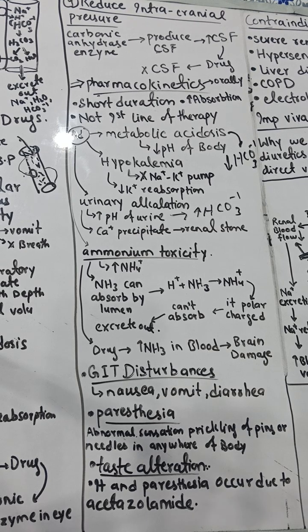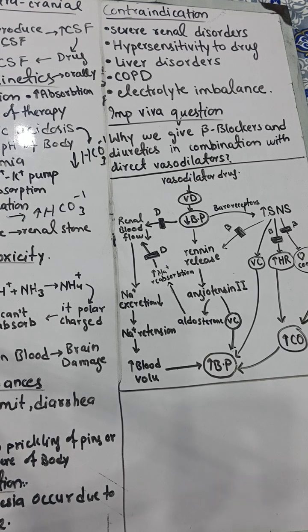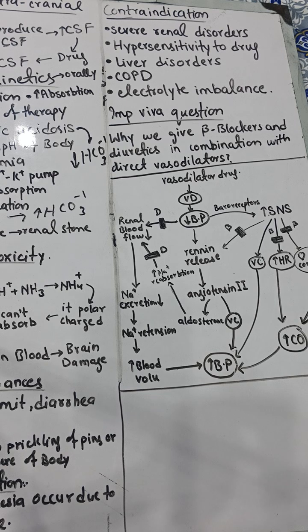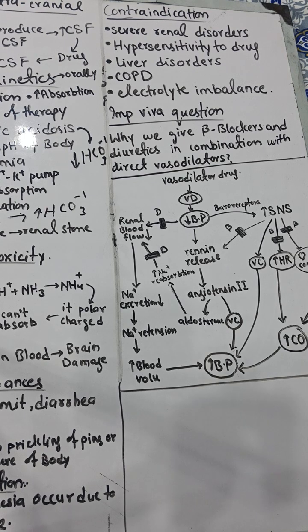Okay, so next we will discuss the contraindications of this drug, that is, in what kind of patients we cannot give these drugs. So let's see it. The first contraindication is that we cannot give this drug to a patient who has severe renal disorders, because carbonic anhydrase mainly works inside your nephrons, and nephrons are inside your kidney. So for a patient who already has a kidney disorder, we cannot give this drug. And we cannot give it to a patient who already has hypersensitivity to that kind of drug.